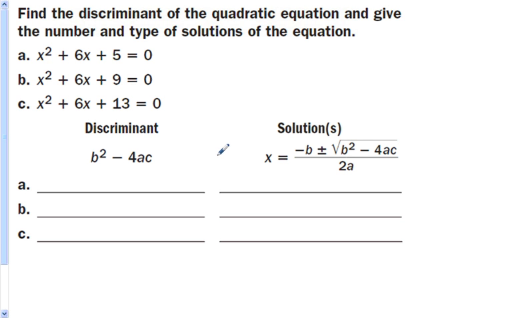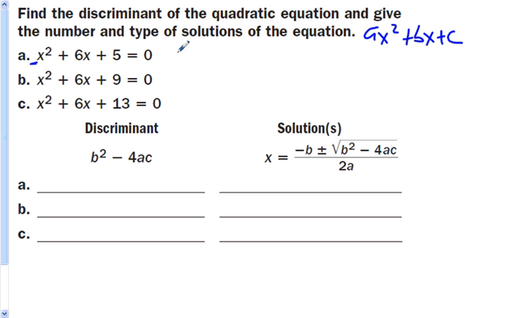If we wanted to actually calculate the numerical value of those solutions, we would use the quadratic formula. But for this example, we're only going to focus on the discriminant. So I need to figure out a, b, and c for all of these. Remember, in standard form, we have ax squared plus bx plus c. So the a is in front of the x squared.